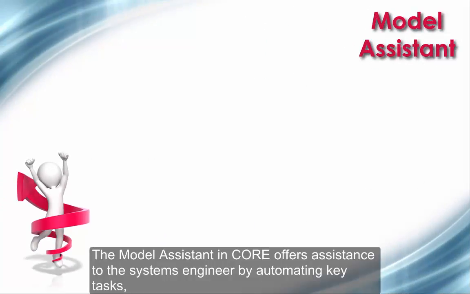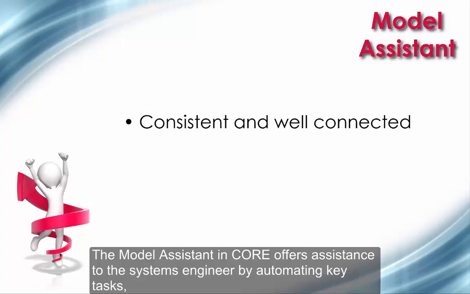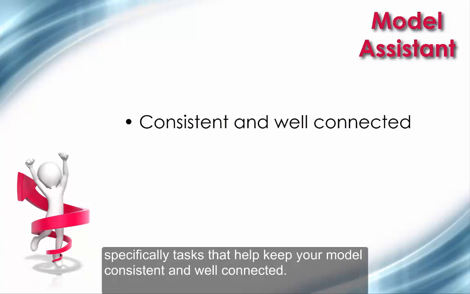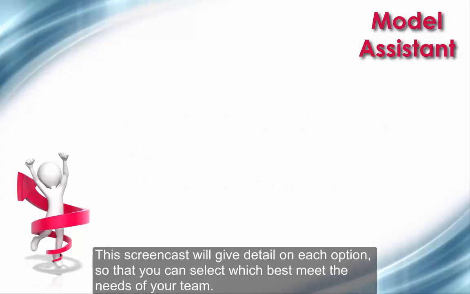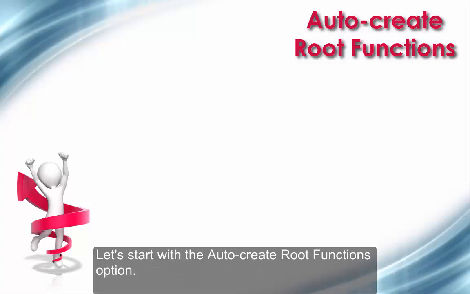The Model Assistant in Core offers assistance to the systems engineer by automating key tasks, specifically tasks that help keep your model consistent and well-connected. There are currently 10 options in the Model Assistant, and all 10 are enabled by default. This screencast will give detail on each option so that you can select which best meet the needs of your team. Let's start with the Auto-Create Root Functions option.